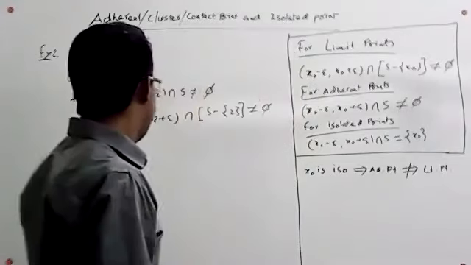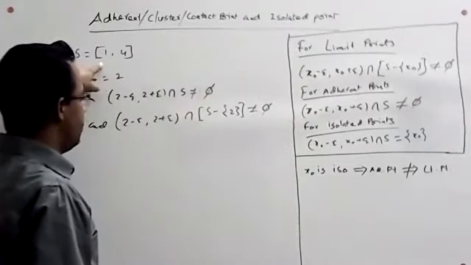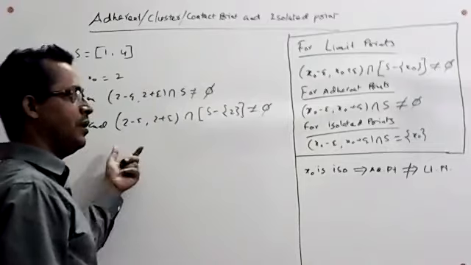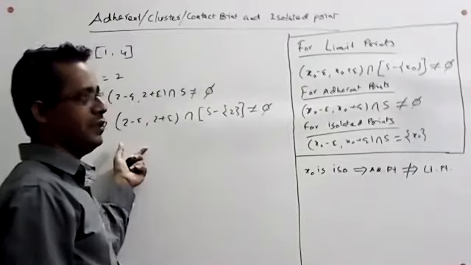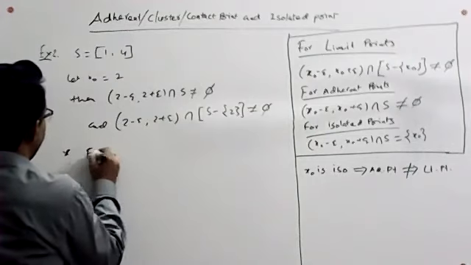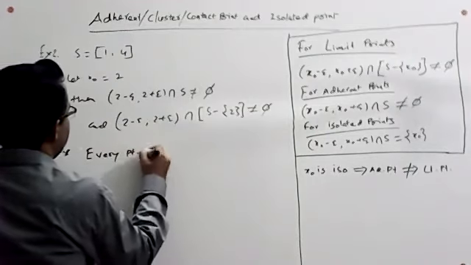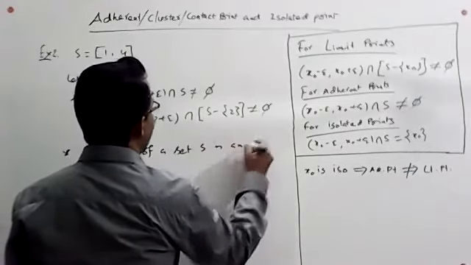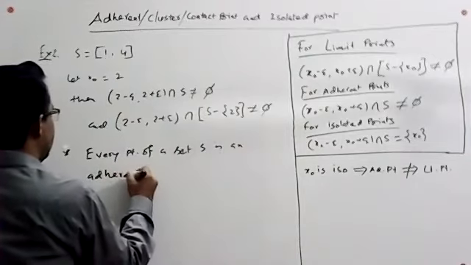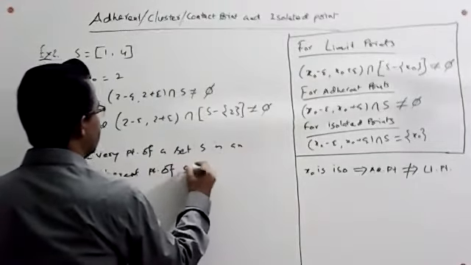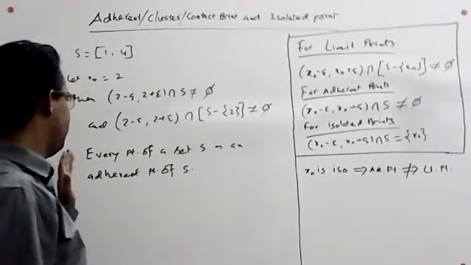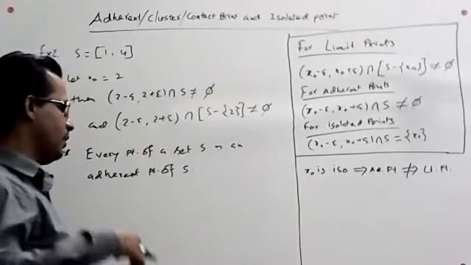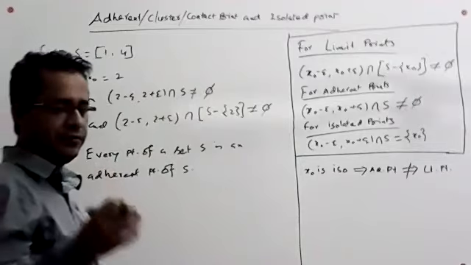Here, every point of this set will be a limit point and also an adherent point. So we can say that every point of a set S is an adherent point of S. But for every set, every point of S will not be a limit point of this set. We will see such an example in future.